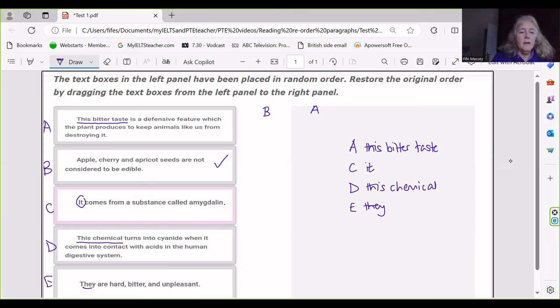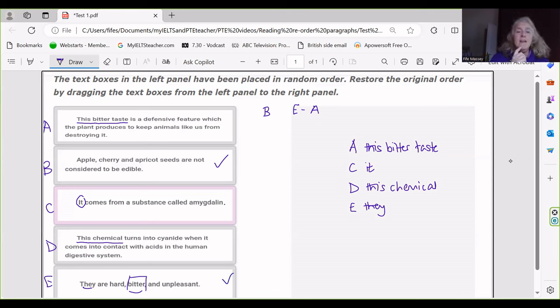So sentence C, it comes from a substance called amygdalin. It's not clear that that's bitter. D, this chemical turns into cyanide when it comes into contact with acids in the human digestive system. Not exactly clear that it's bitter. I mean, not all chemicals have a taste as such. E, they are hard, bitter, and unpleasant. Oh, there it is. I've connected sentence A and sentence E together. So sentence A, this bitter taste, comes after the first reference to bitter, which is in sentence E. EA is connected.